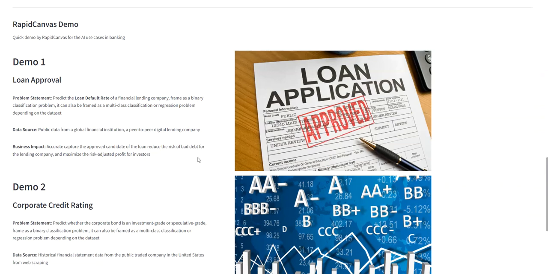So for the RapidCanvas demo, we're going to show you 3 quick demos, just to illustrate the data app of our solutions. First, we're going to do the traditional loan approval, where we predict the loan default rate of a financial lending company.